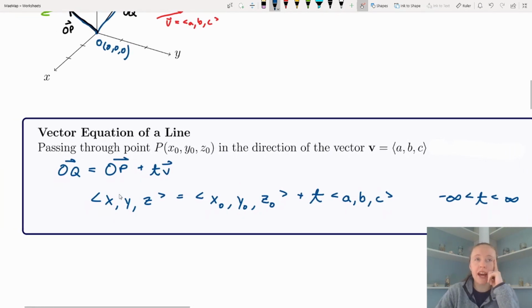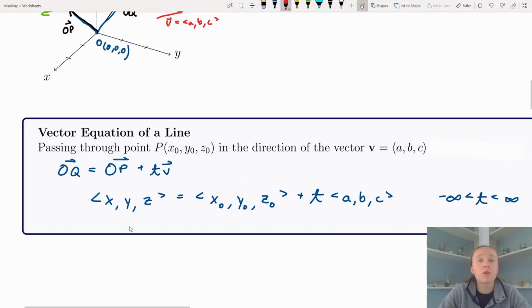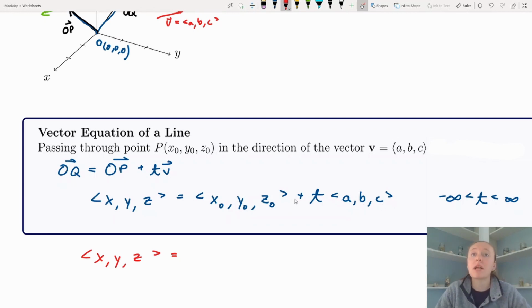Now I just want to look at this and then think about that parametric equation above. Let's go ahead and combine these vectors over here through vector addition. So if I had x, comma, y, comma, z equal to, if I multiplied this t in, I'd have t times a, comma, t times b, comma, t times c. Now think about adding that vector with the scalar already multiplied in to the vector x naught, y naught, z naught. Well, then I'd have x naught plus at, y naught plus bt, and z naught plus ct.